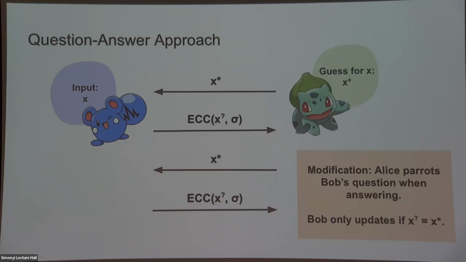And this helps protect a bit, because now Bob is only going to update according to sigma when X, the question Alice is answering, is actually equal to his guess. Otherwise, it doesn't make any sense to update.